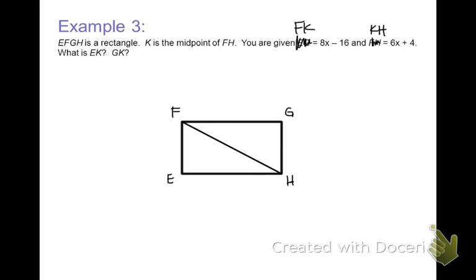All right. So it says that K is the midpoint of FH, so let's put that on. About where I think it is. That looks about right. Maybe a little high, huh? Try that again. Okay. So that's K.